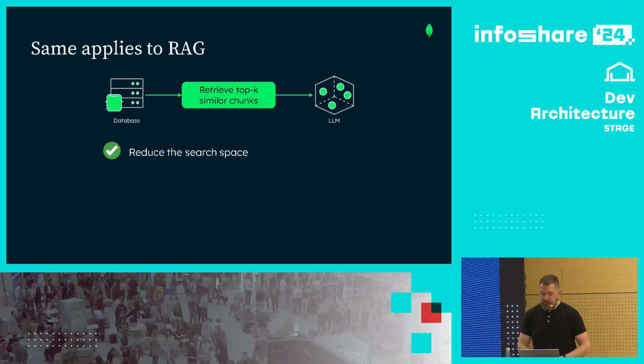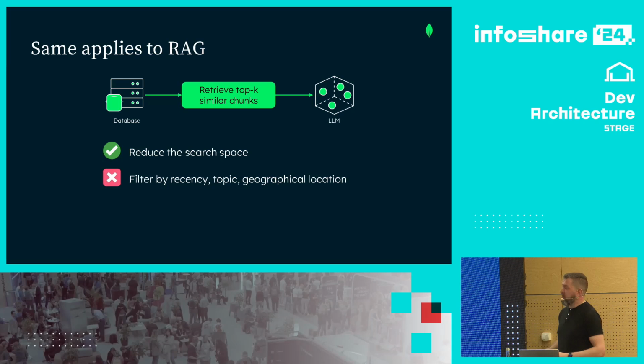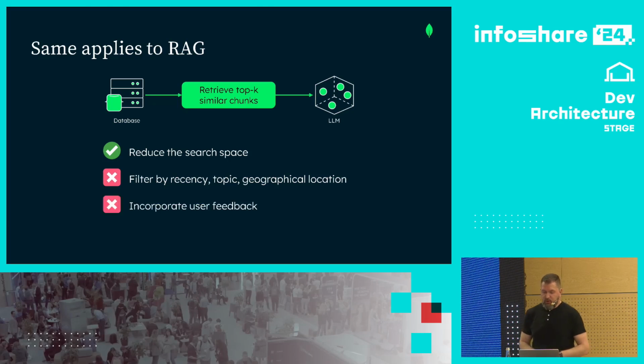So let's apply the same thought to RAG. If we use this one-step process here, again, we would reduce the search space, so that's amazing. But what if we wanted the LLM to generate answers based on the latest information or filter things based on geographic location? It wouldn't be able to do any filtering there. Or maybe incorporate feedback from the user's previous conversations with the LLM. On its own, it can't do that.